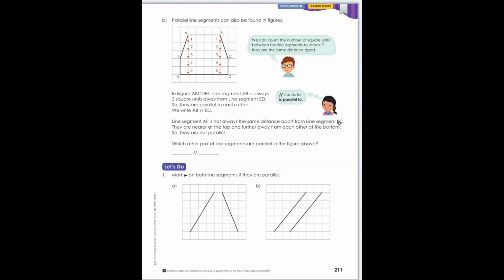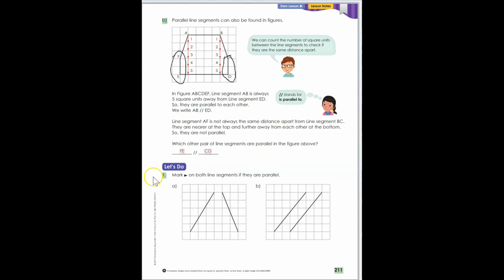Okay, so which other pair of line segments are parallel in the figure above? So look at FE and CD. Can you see that this, oh, I haven't got my little writer on. Let me get my writer on so I can circle. CD is parallel to FE. Hopefully you can see that. Let's check though to see if Mrs. Simick's right. She's not always right. I do make mistakes. FE and CD.